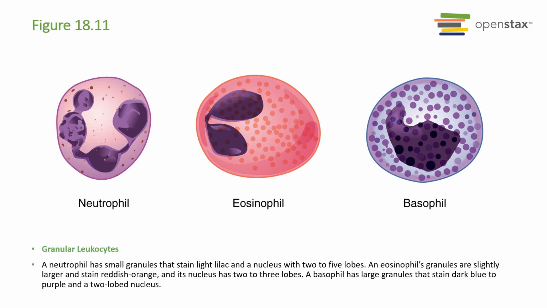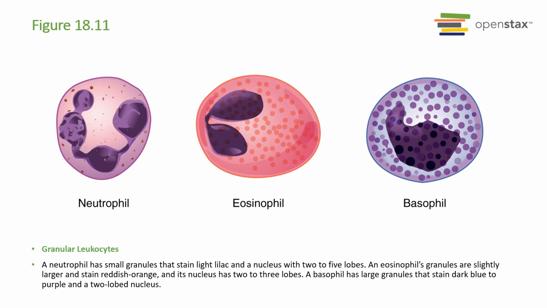Now, this staining, the color that we see here, is a chemical stain. It's not the color that they are in our bodies. This is how they take up stains so that we can see them in the light microscope. So there we see that neutrophil, and we see several lobes in that nucleus, and it does have some small granules and a little bit of kind of staining lilac.